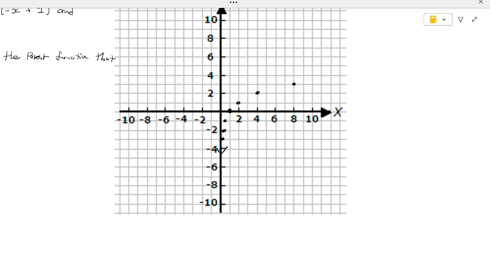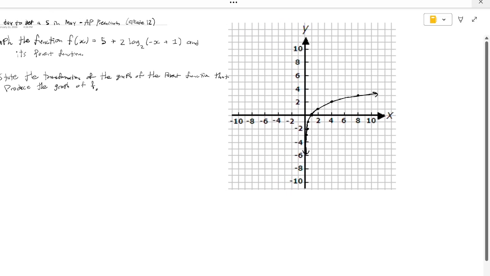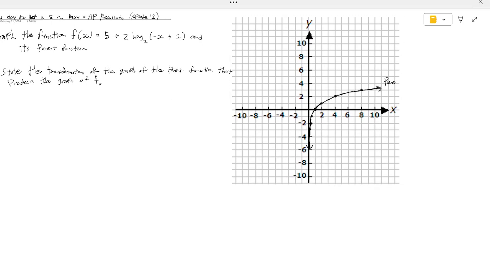So we kind of have this shape here, where it has this asymptote line at x equals 0. Okay, and it comes up, and its rate of change is slowly decreasing, so it is concave down, as you can see. Alright, so this is the parent function, y equals log base 2 of x.